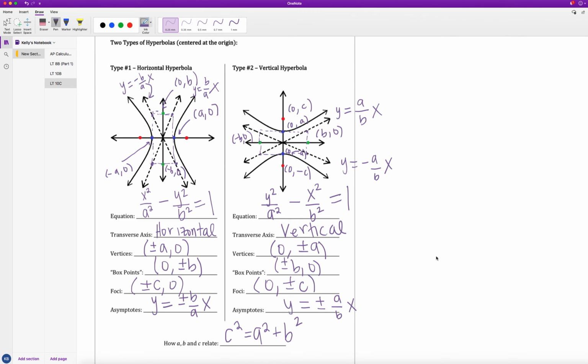So as a little reminder, we can add down here that c is always going to be bigger than a, and the reason is so that our focus can be inside where our hyperbola is opening up to.